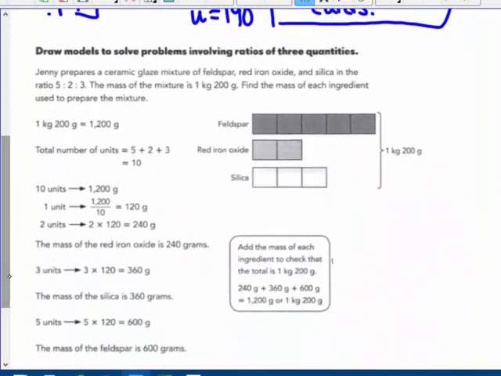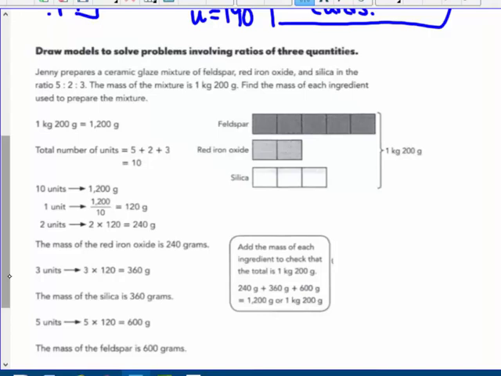Draw models to solve problems involving ratios with 3 quantities. Jenny prepares a ceramic glass mixture of feldspar, red iron oxide, and silica in the ratio of 5:2:3. So we can see 5 for feldspar, 2 for red iron oxide, and 3 for silica. Follow the order. That's very important.